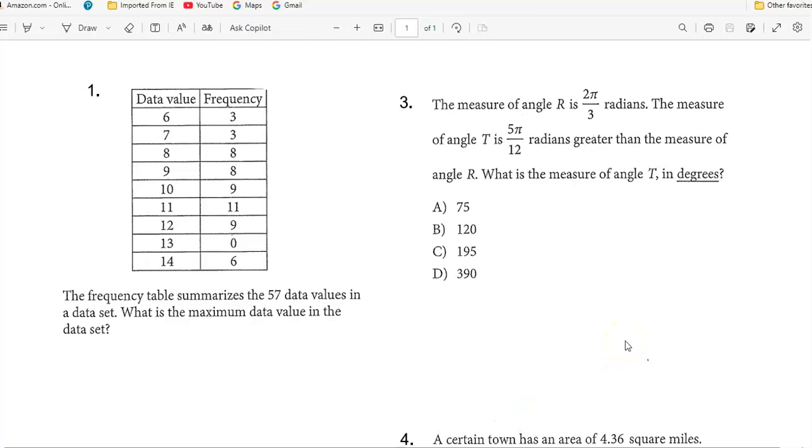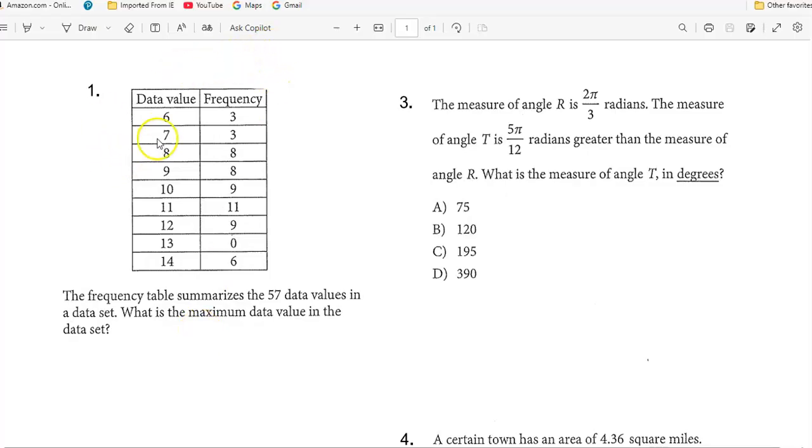Alright, so in this video we're gonna go over 4 problems. This is the first one here. Like I said before, each one of these problems you can start yourself, try it first, and play the video to see the work. So for the first one here, we have this table, we have the data value, and we have the frequency. The frequency table summarized the 57 data values in a data set. What is the maximum data value in the data set?